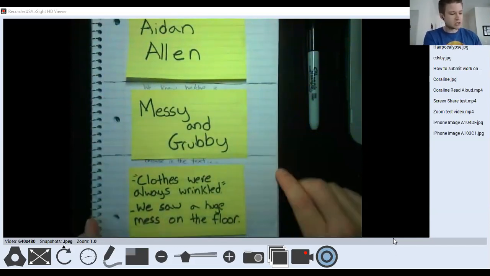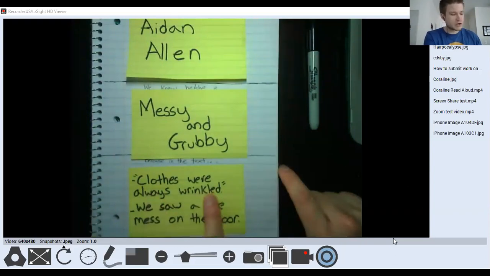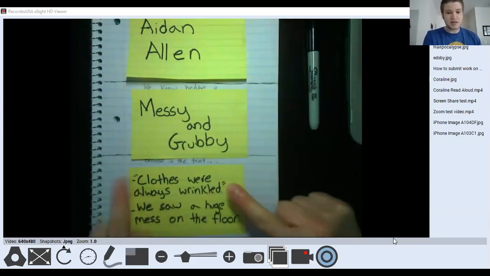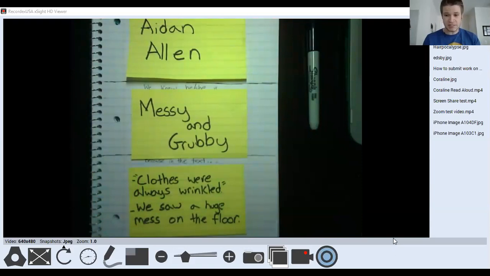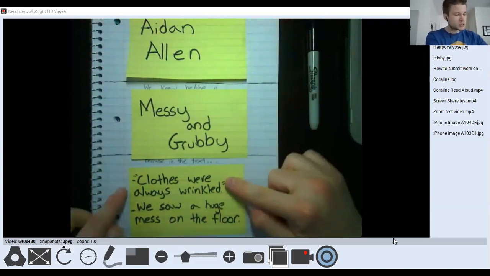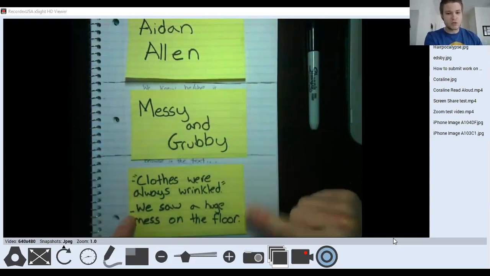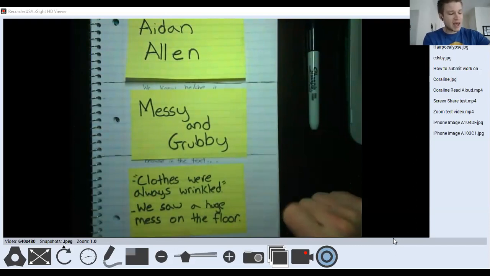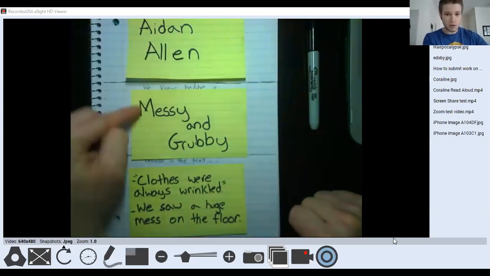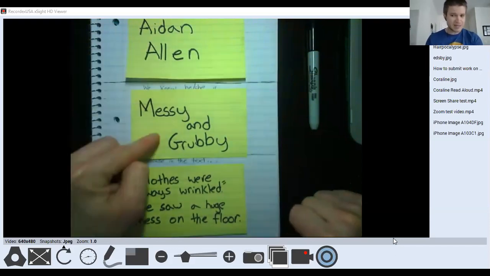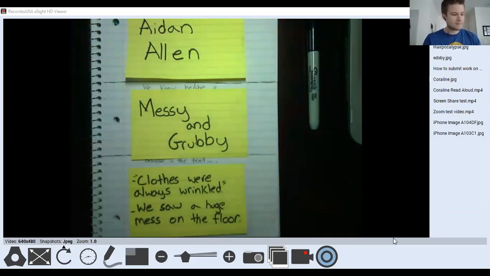it said his clothes were always wrinkled. Now, I put this in quotations because that's what the text actually said, meaning the text actually said that his clothes were always wrinkled. That's what the words told us. But we can also confirm that he is messy and grubby because in the illustration, we saw a huge mess on the floor. So we know that Aiden Allen is very messy and grubby because both the text and the illustrations kind of proved it.